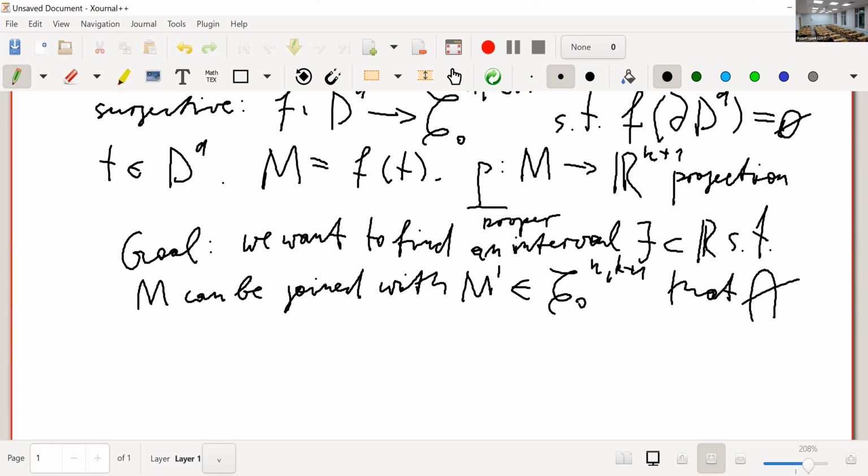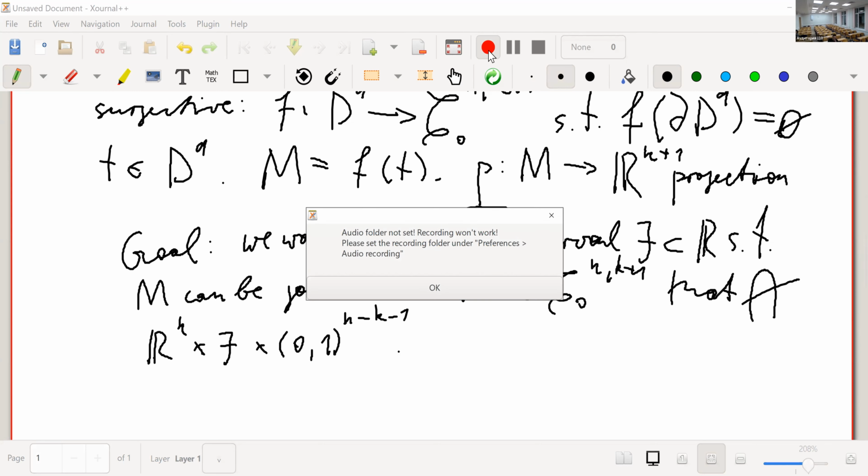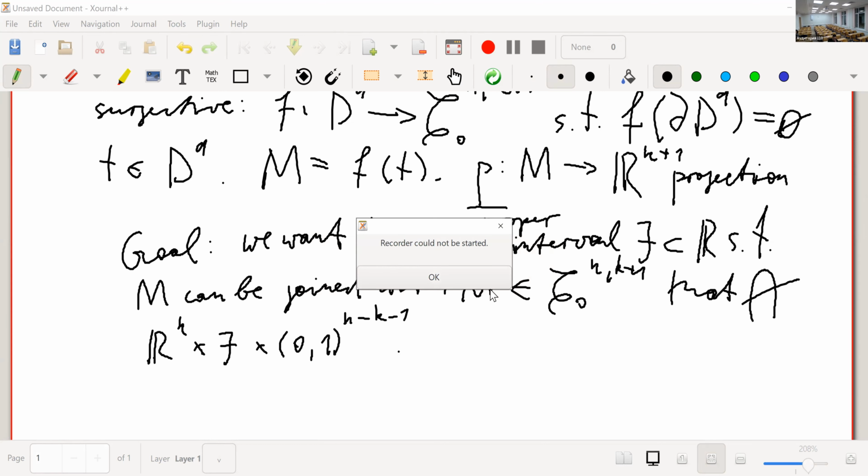Which would be disjoint with R^k cross J cross [0,1] to the n minus k minus 1. Well, why do we want this?